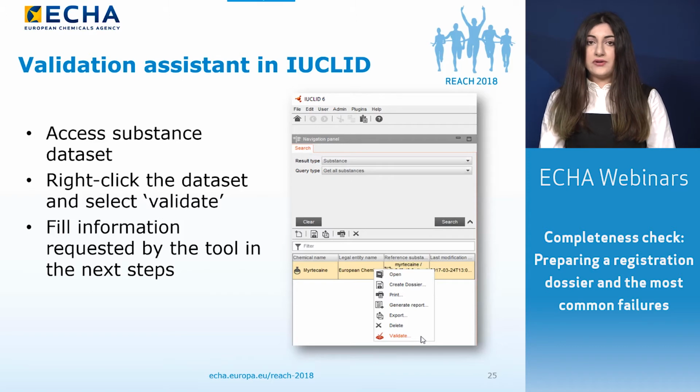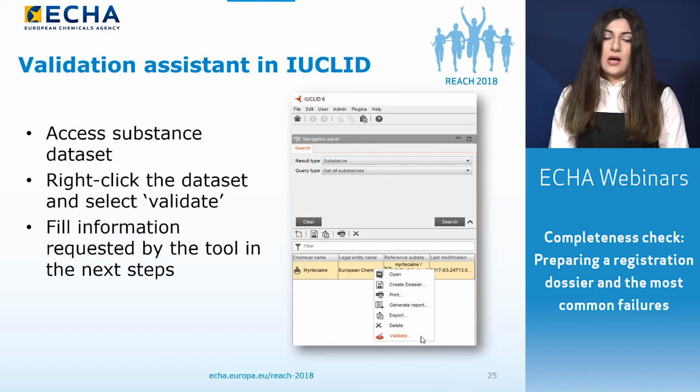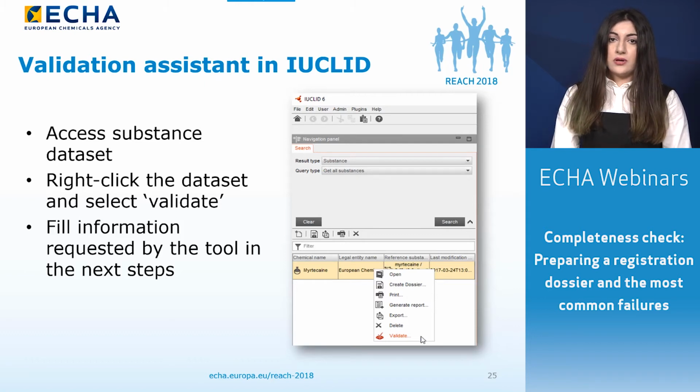So now that we familiarized ourselves with the validation assistant plugin, let's have a look at how it works in practice. First, you would need to access your substance dataset, right-click on it, and choose Validate. Further, you would need to fill in information that is requested by the tool in the next steps, which is very similar to the information that you would need to provide when creating your dossier.